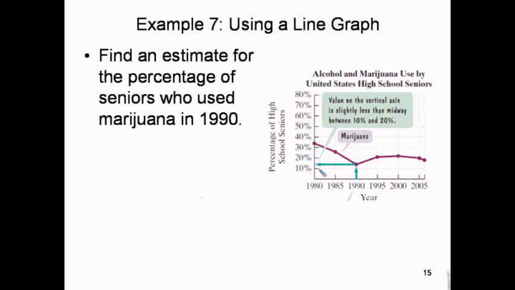Would you say we're about halfway, a little less than halfway? Where would you say this fell between 10 and 20? I got a 15 and a 13. Let's split the difference and go with 14. And we'd say about 14% of high school seniors used marijuana in 1990.